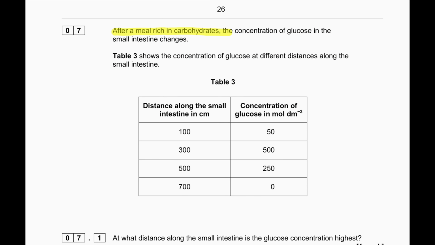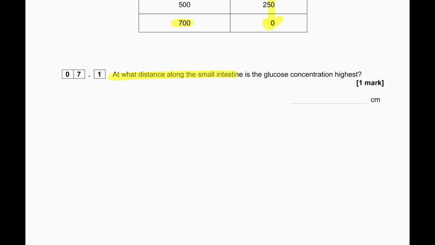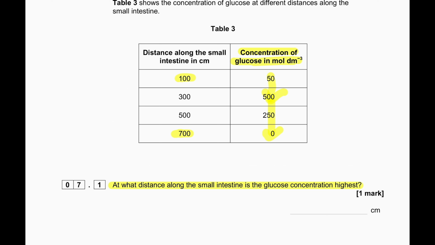After a meal rich in carbohydrate, the concentration of glucose in the small intestine changes. Here we can see a table showing the concentration of glucose in mole per dm cubed at different distances in the small intestine. We can see 100 centimeter to 700 centimeter distance, and the concentration initially increases, then decreases to 0. At what distance in the small intestine is the glucose concentration highest? We can see at a distance of 300 centimeter, it has 500 mole per dm cube. So definitely 300 centimeter will be the correct answer.